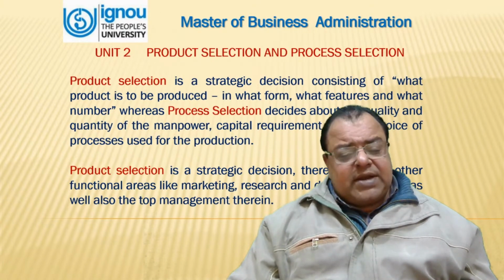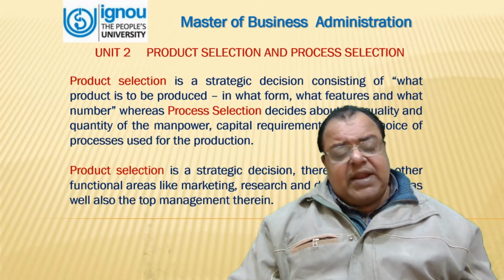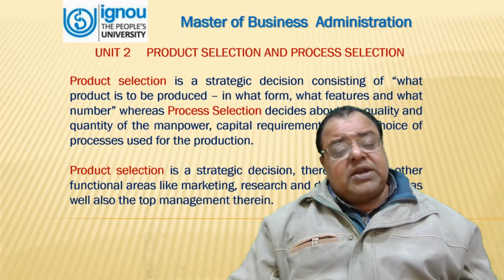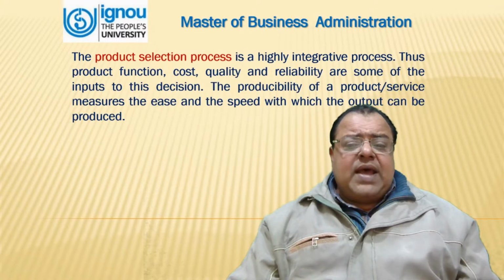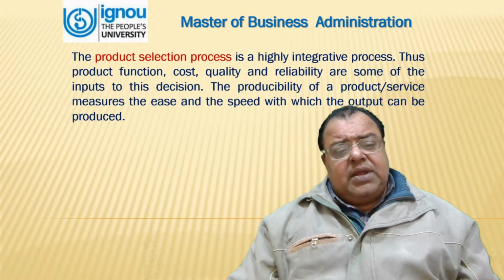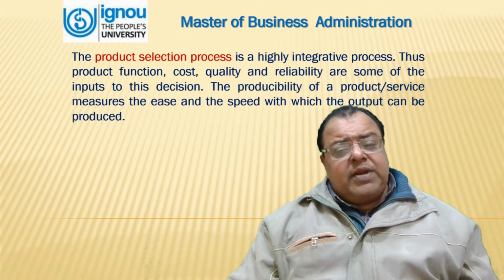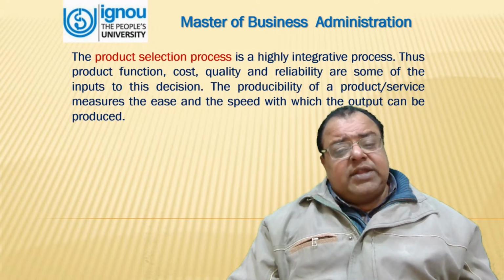Product selection is a strategic decision, thereby involving other functional areas like marketing, research and development, as well as the top management area. The product selection process is a highly integrative process. The product functions, cost, quality, and reliability are some of the inputs to this decision. The producibility of a product or service measures the ease and the speed with which the output can be produced.